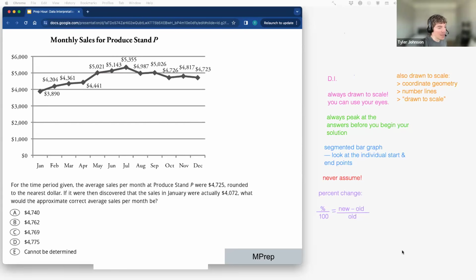Because I see this question type show up so frequently, I've developed my own special formula for it. I call it correcting the average. The way this works is you can calculate the new correct average by taking the old wrong average and then adding whatever the change that you're dealing with is, divided by the total number of terms. So the change in this case is the old incorrect amount is 3890, and that needs to be raised to 4072.